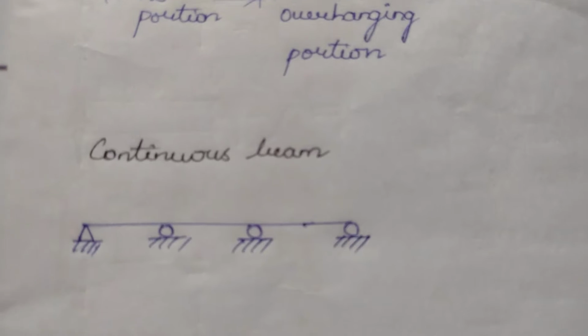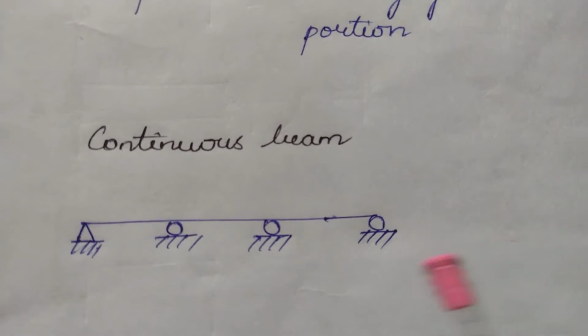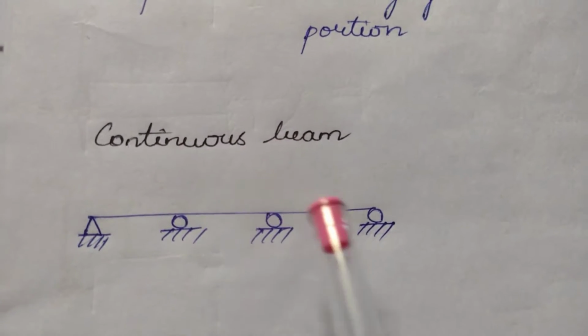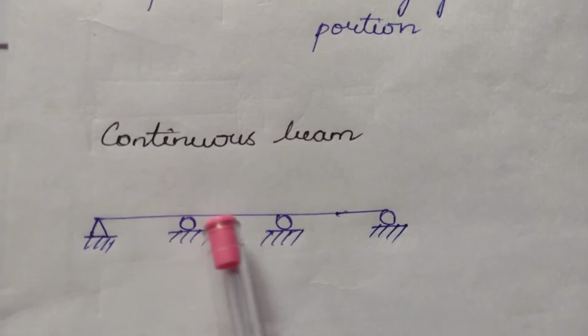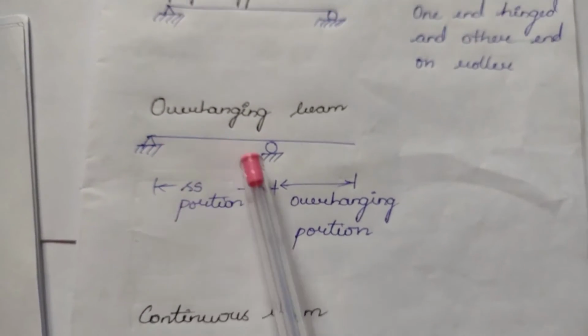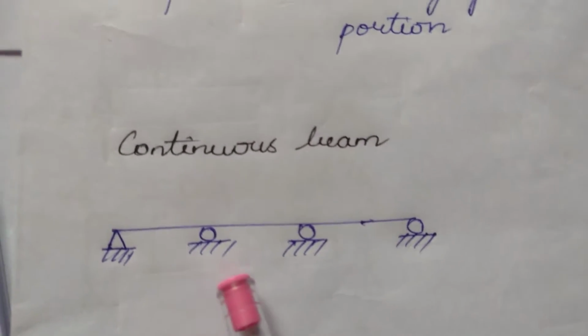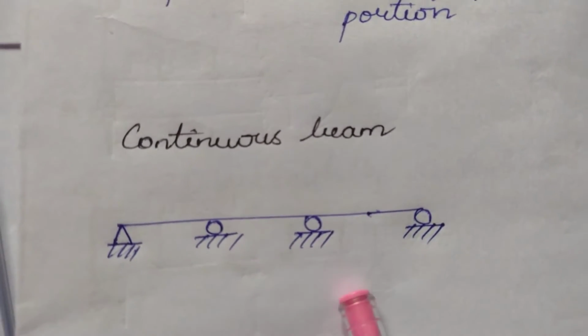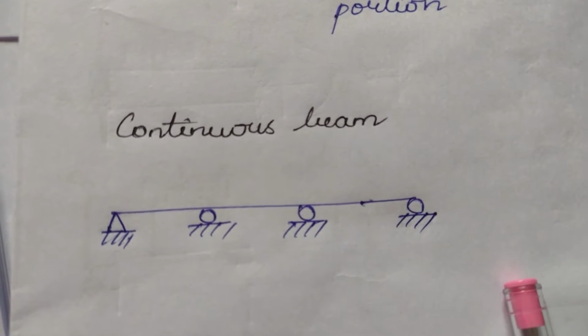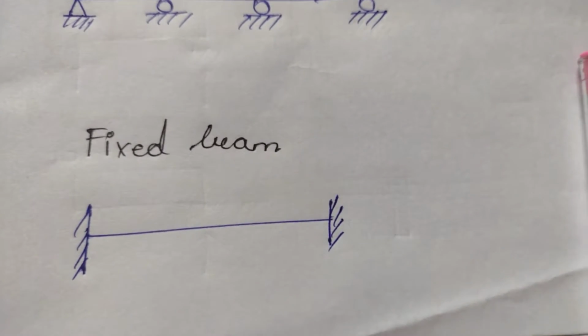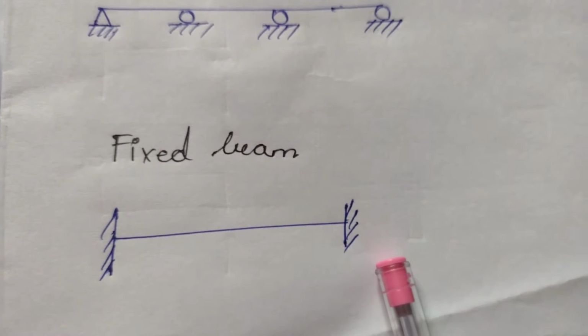Next we have continuous beam. Continuous beam is a beam resting on more than two supports. Here we have only two supports, but if the beam is resting on more than two supports, we are calling it as continuous beam. Next we have fixed beam, that is the beam fixed at both ends. At both ends we have fixed conditions.